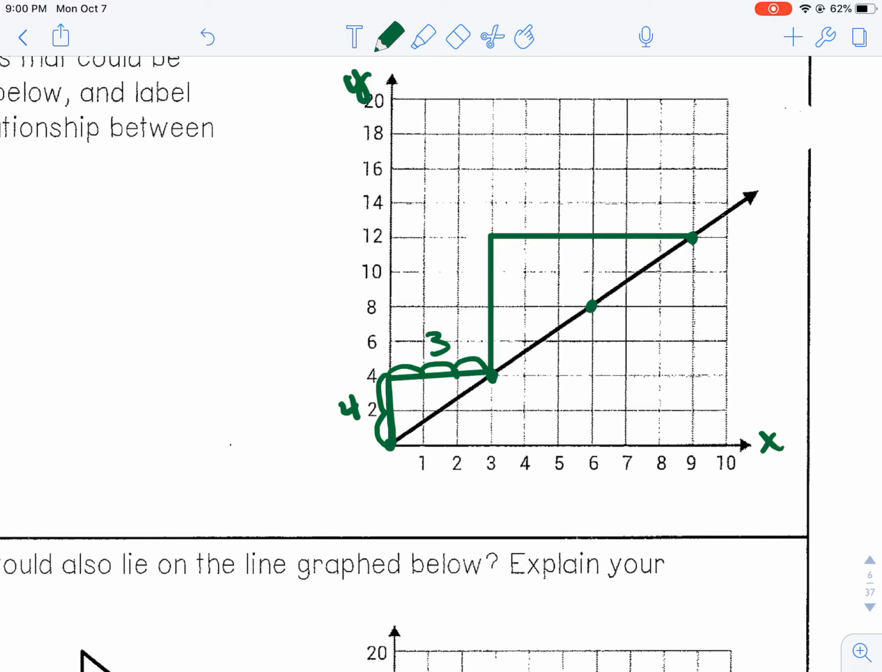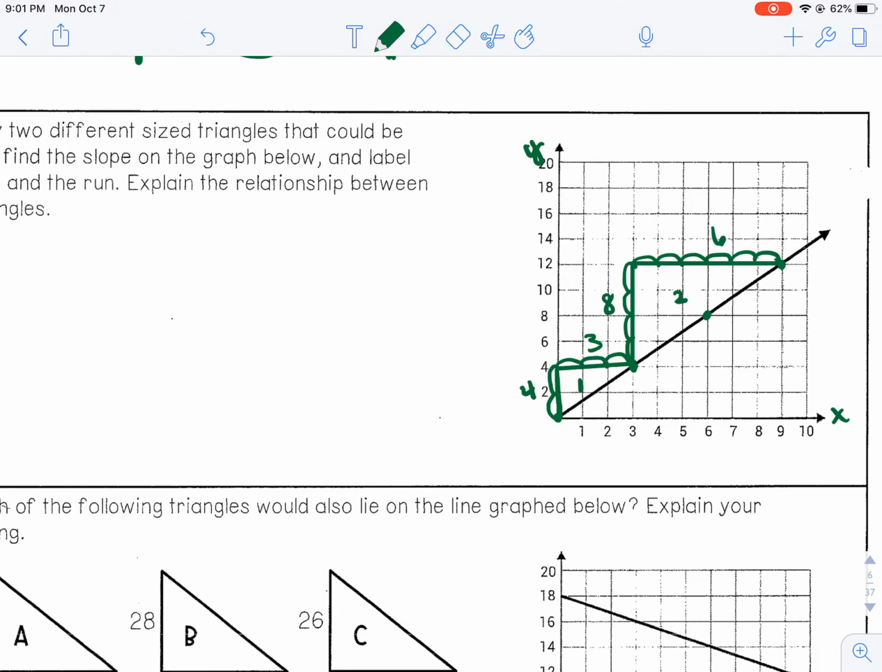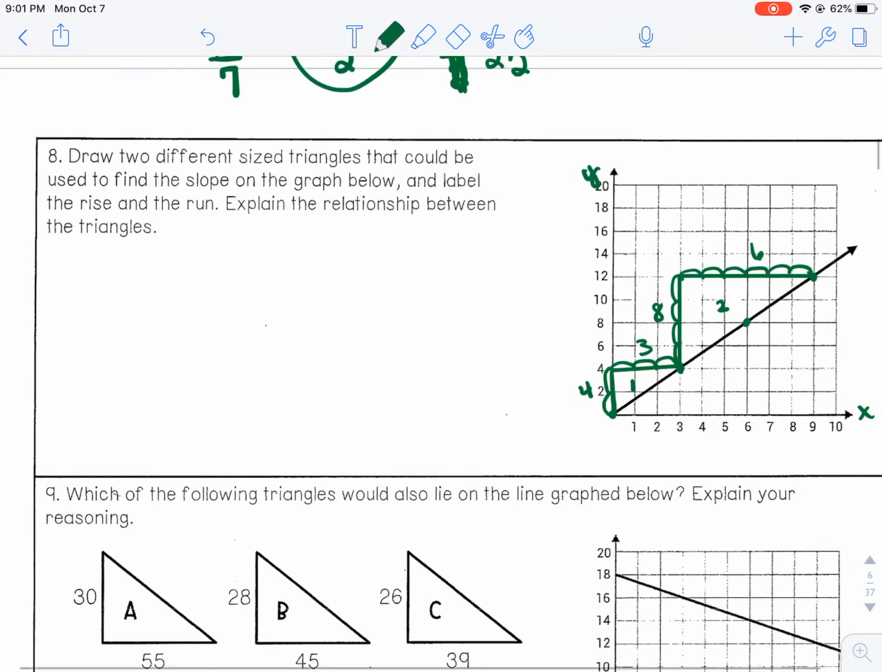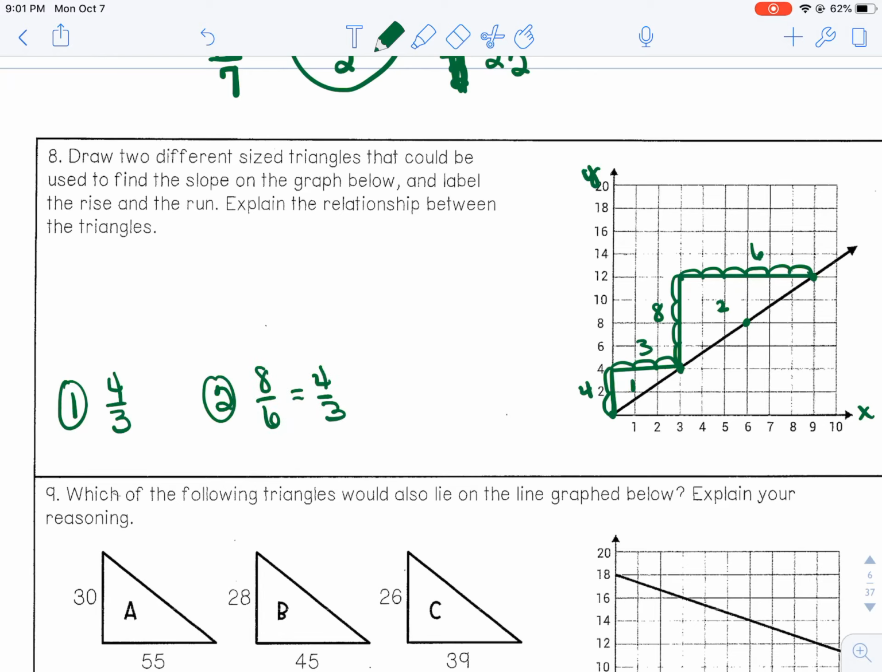Okay, our slope on the bigger triangle, I'm just going to label this one. I'm going to label this one too. So the slope on the bigger triangle, 2, 4, 6, 8. 1, 2, 3, 4, 5, 6. Okay, so triangle 1 is 4 over 3. Triangle 2 is 8 over 6, which also simplifies to 4 over 3.